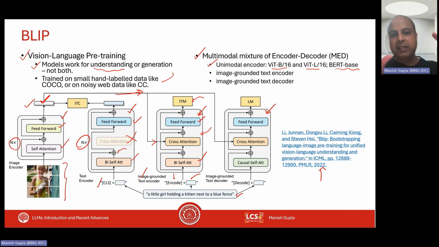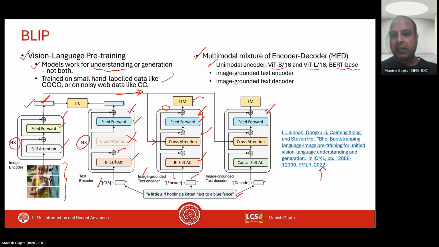Again, the way you would basically enable this loss is by providing matching text and image pairs and mismatching text and image pairs, and all that the encoded tokens representation needs to do is to predict a 0 or a 1: 0 for mismatching and 1 for matching image-text pairs.